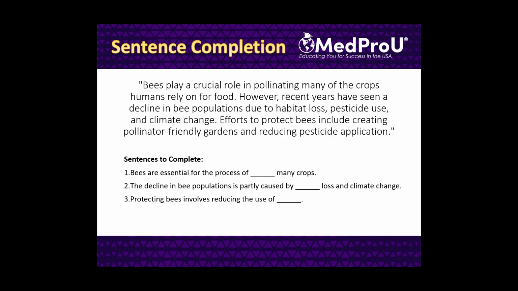And number three, protecting bees involves reducing the use of pesticide application. So the answer is reducing the use of pesticide. So that is for sentence completion. As much as possible, you have to copy exactly how it was written.